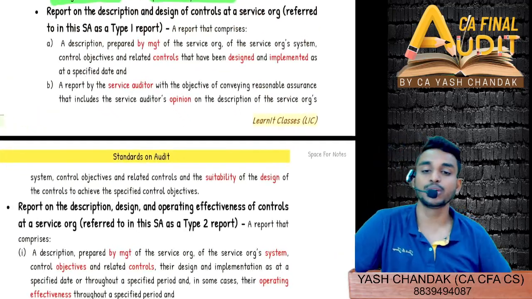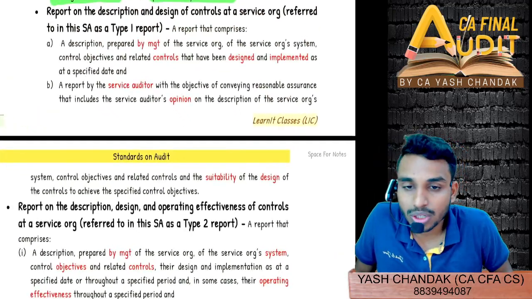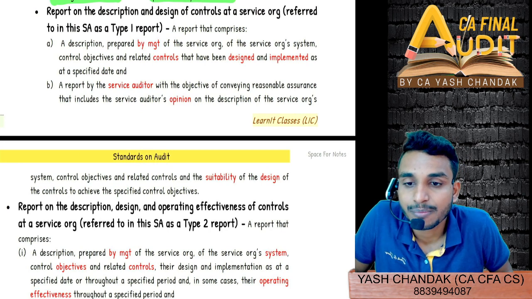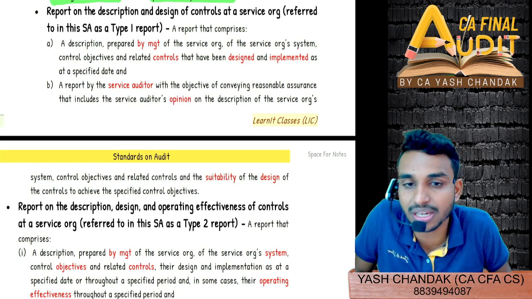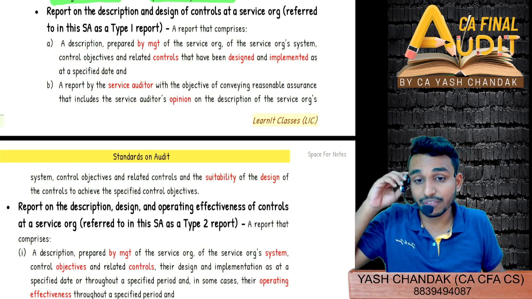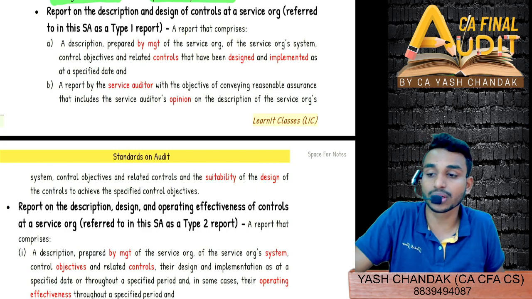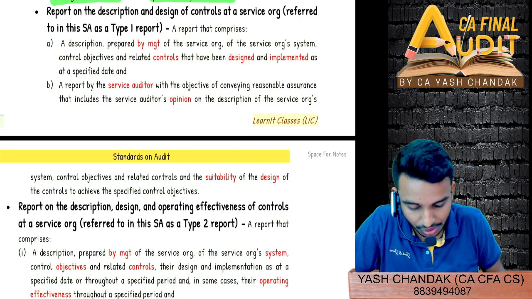And then we are left with the type 1 report and type 2 report definitions. So now the question arises: how exactly are we going to check the internal controls which are present in the service organization? That is our major concern here, right? So how exactly are we going to assess the controls in the service organization?